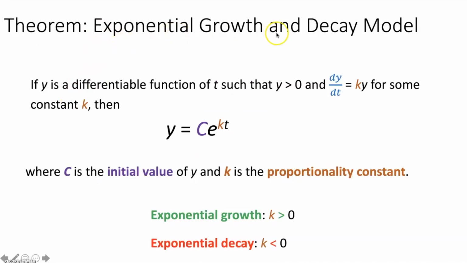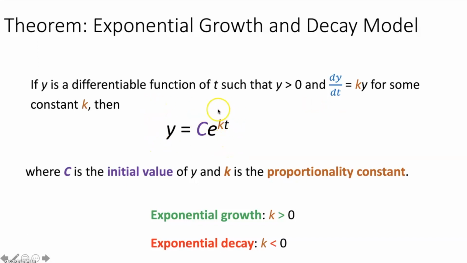Next, let's talk about the exponential growth and decay model. So this says if y is a differentiable function of t such that y is greater than 0 and dy/dt is equal to ky for some constant k, then y is equal to c times e to the kt, where c is the initial value of y and k is the proportionality constant. What you need to know is that this model right here is the general solution to our proportional rate of change. If we were to solve this for y, we would end up getting y is equal to c times e to the kt. And this particular model is what we use more often than this right here to help us find population growth or radioactive decay.